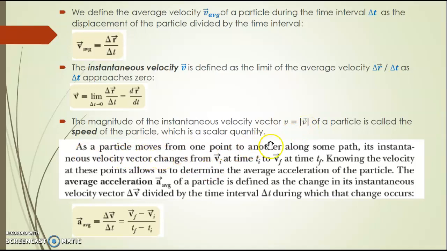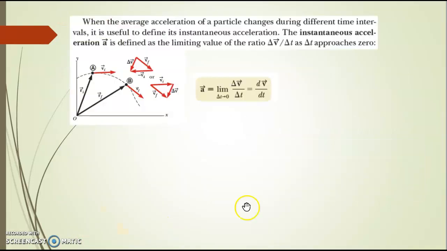As the particle moves from one point to another, its instantaneous velocity vector changes from the initial velocity at the initial time to the final velocity at the final time. Knowing the velocity at these points allows us to determine the average acceleration of the particle, or the A average. So A average is given as the change in velocity over change in time, or given this formula. Now, the instantaneous acceleration is the derivative of the velocity with respect to time.